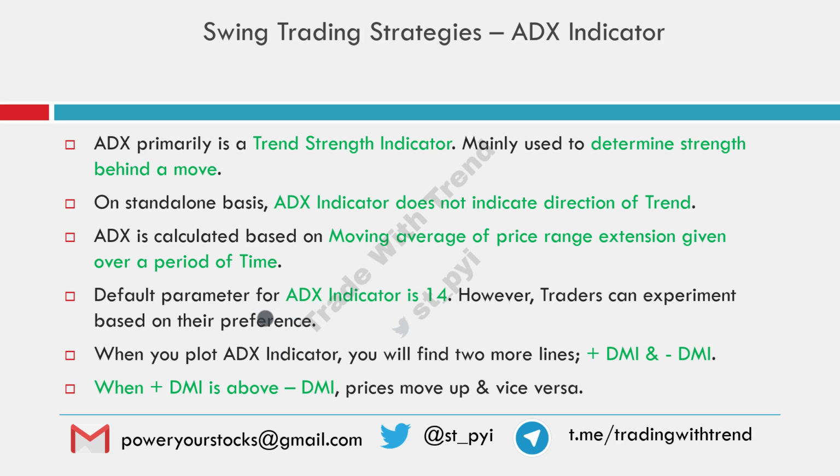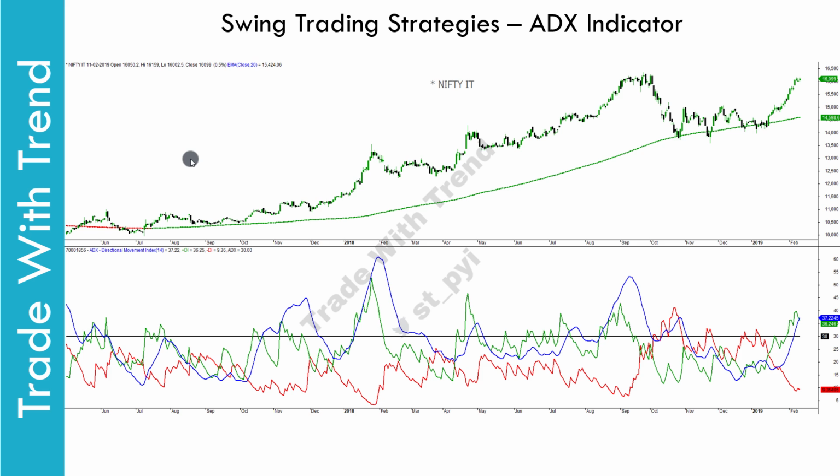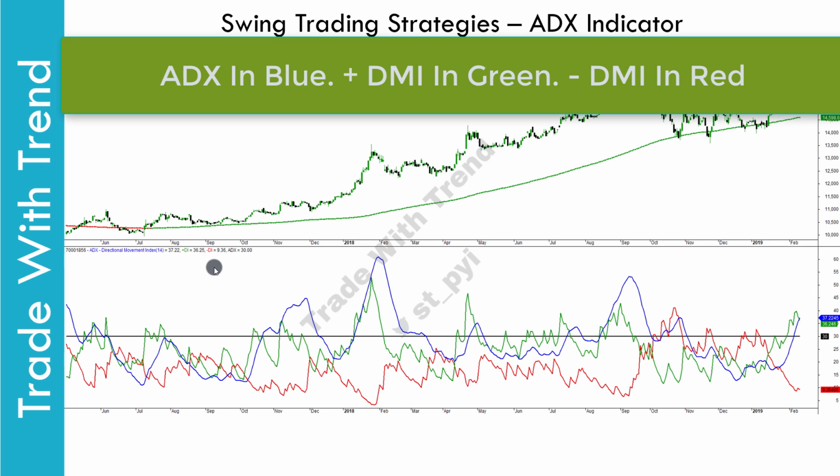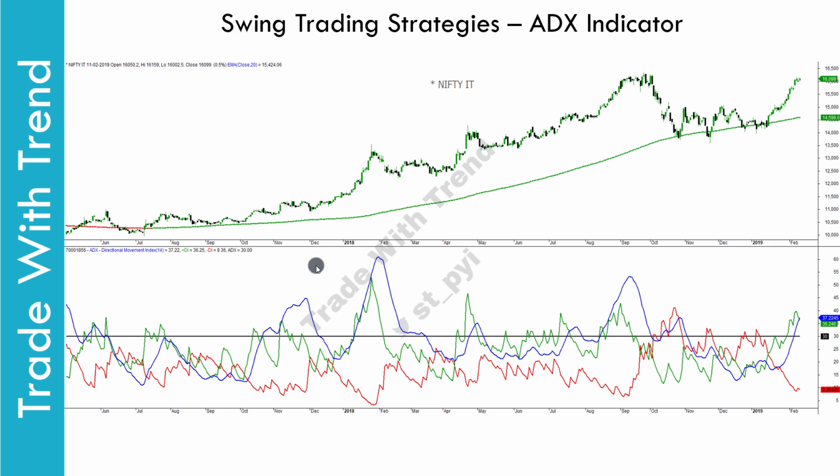So I'll just explain this to you on a chart. This chart that you see in front of you has the ADX plotted in blue. I hope it's clearly visible. Positive DMI, that is directional movement indicator positive, is highlighted here in green, and the negative DMI is highlighted in red. I hope this much is clear. So here you have price along with a 20 period exponential moving average, and this is the Nifty IT index.